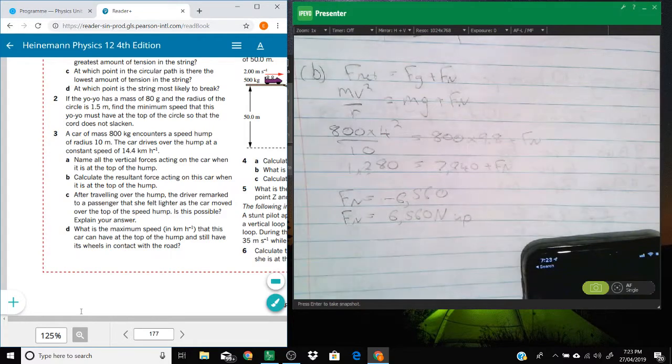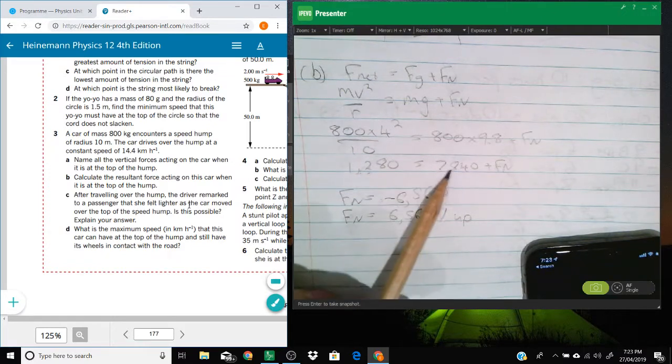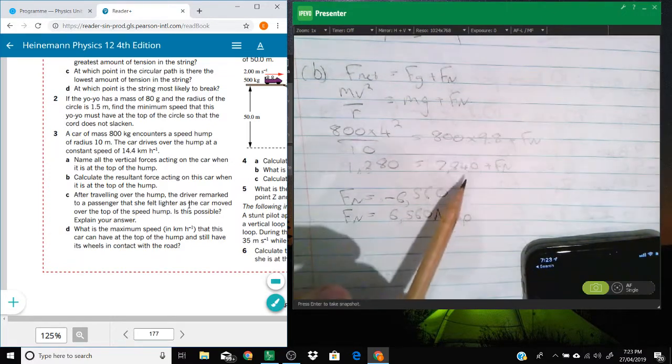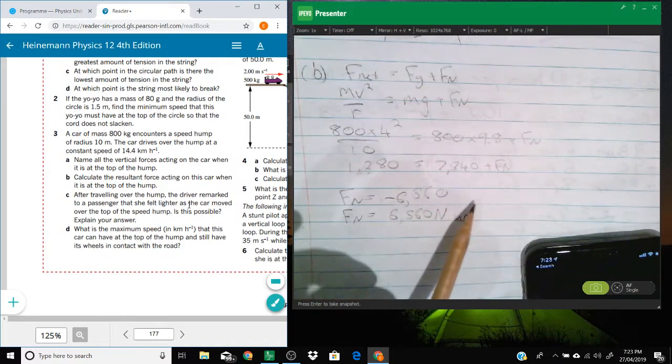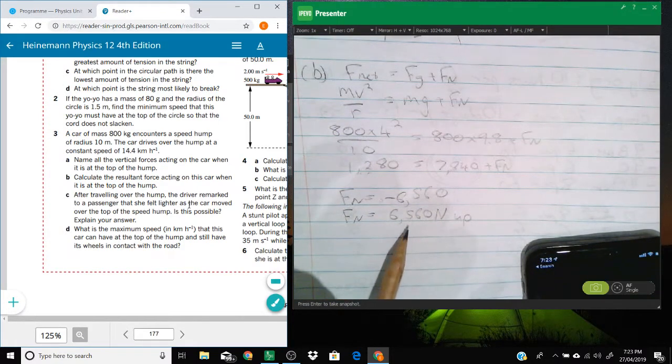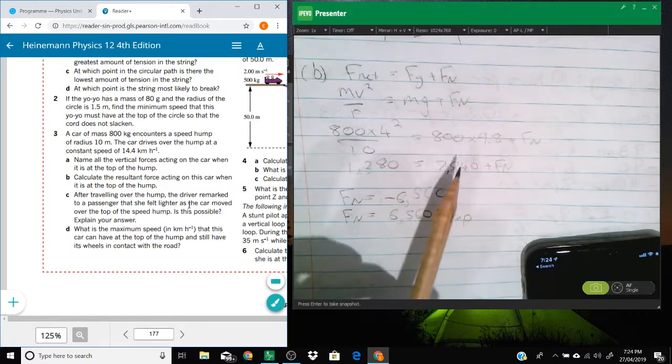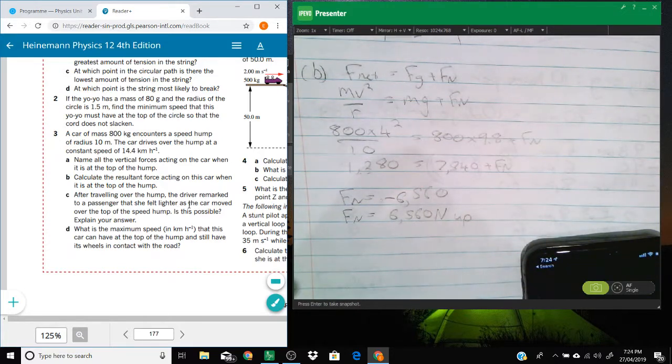All right. So rest of part 3. After traveling over the hump, the driver remarked to the passengers she felt lighter as the car moved over the hump. Is this possible? Yes, that is apparent weight. Because there's a reduction in the normal force. Normal force would otherwise be this, which is just the weight force. So there's a reduction in the normal force, so the apparent weight is lower than the weight force. Therefore, you experience less force upwards through the chair. Okay, so that's part C.